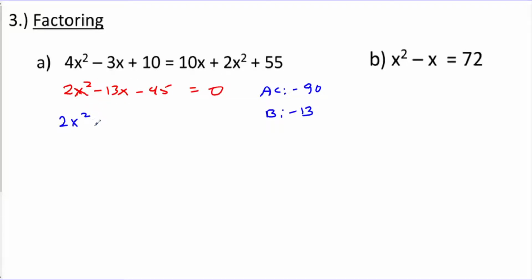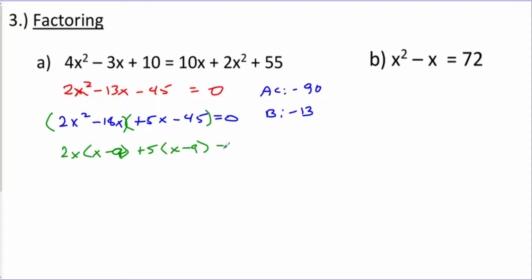And instead of writing this, I'm going to say minus 18x plus 5x minus 45 is equal to 0. I'm doing that because now I can take this expression and use the grouping method on it. So the first group has a 2x in common, and it leaves behind an x minus 9. My second group has a 5 in common, and also leaves behind an x minus 9. So if I regroup now, here's what I get.